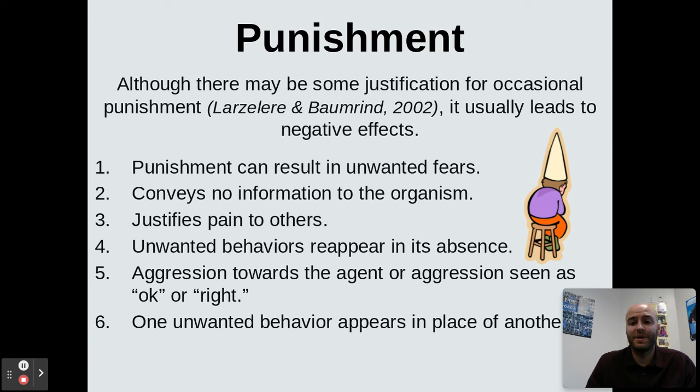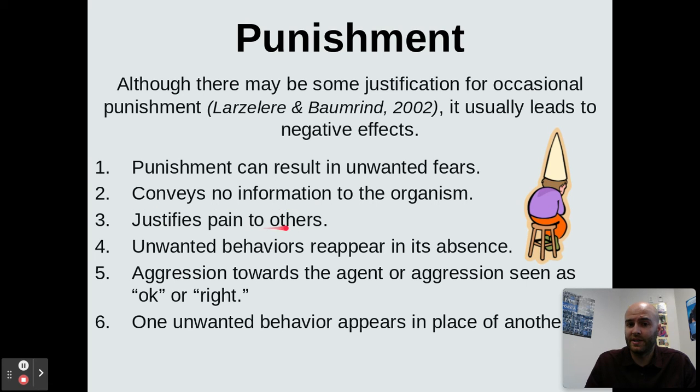Punishment can be the quickest way to affect change in behavior, which is interesting. However, there may be some negative effects. It can be justified in some situations, but oftentimes it leads to negative effects that we don't want to see. Punishment can result in unwanted fears, right? Punishing children can lead them to fear you and not understand what's happening or why. Organisms don't understand the punishment or why it's occurring, and it can lead to fear instead of learning. It conveys no information to the organism. They don't understand what's happening, and so it's not a great way to communicate information.